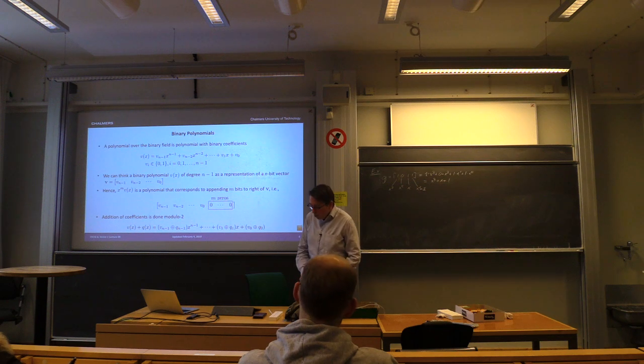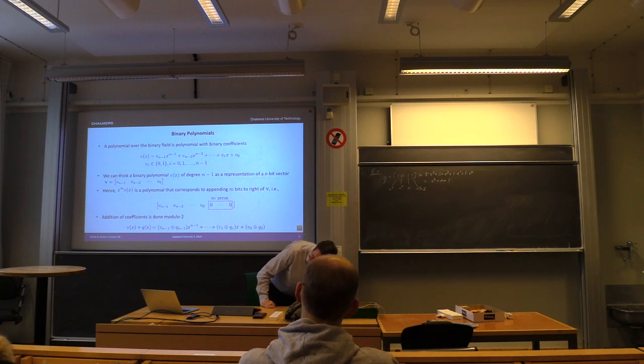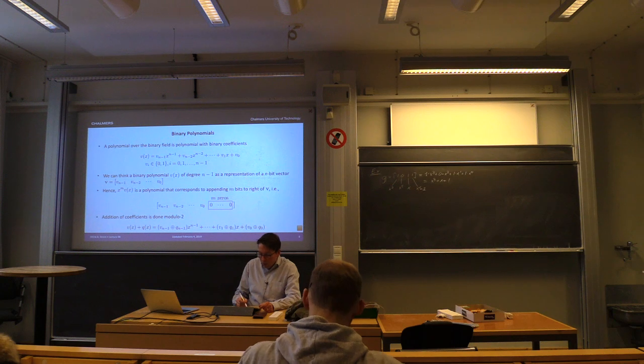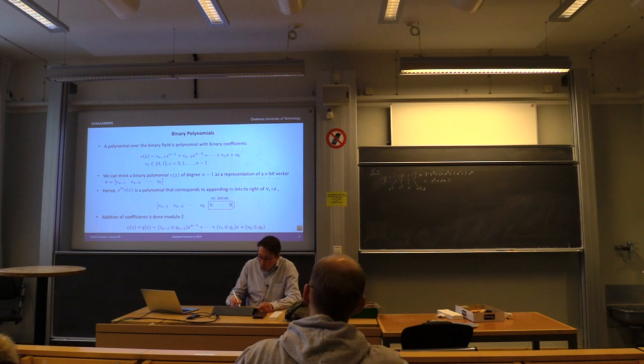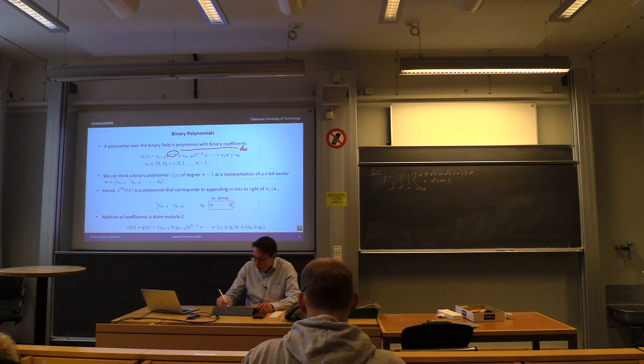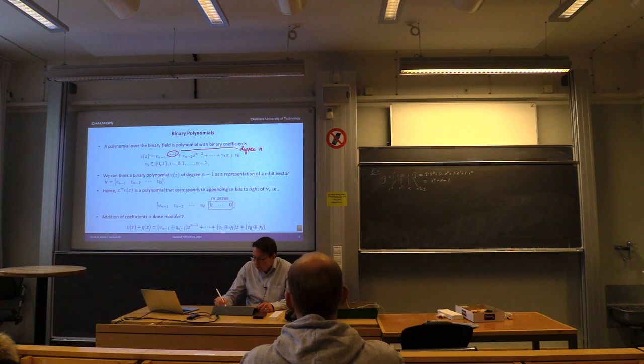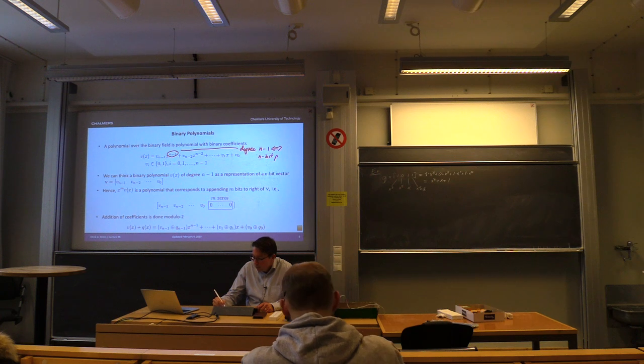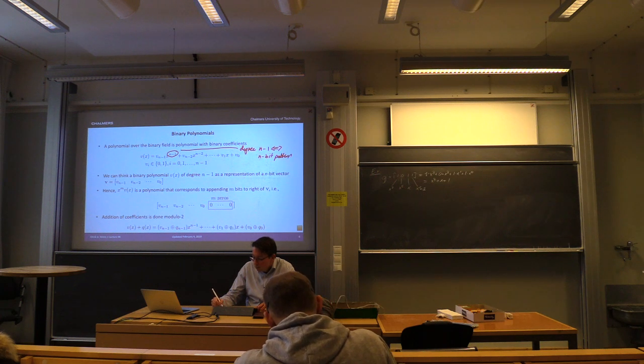Okay, so in the general case, if we have a polynomial of degree n minus 1, then this corresponds to an n-bit pattern. So we need a degree which is 1 less than the number of bits we want to represent.